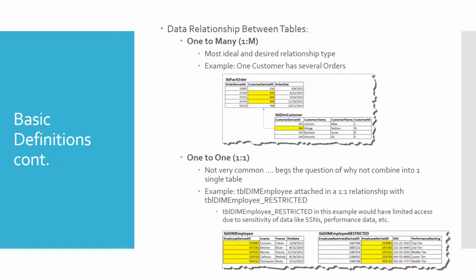We're now going to talk about data relationships between tables, and this is extremely important to understand how to join tables together and how to link the data in the database. So the first one we're going to discuss is a one-to-many, and this is the most common. And actually, if you could have it your way, you'd want this to be the most prominent relationship in your database.